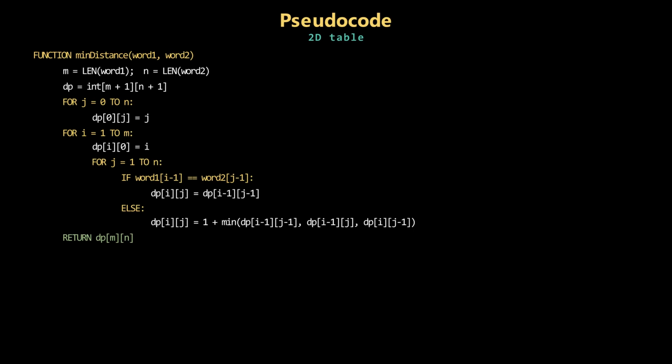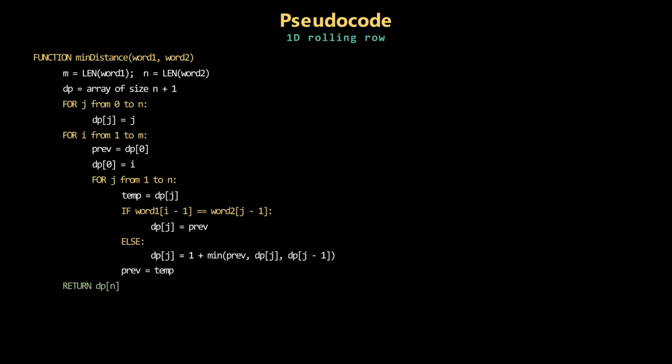Two-dimensional version: build an m+1 by n+1 integer table, seed the first row and column with insertion and deletion costs, then fill each cell from its diagonal, top, and left neighbors. One-dimensional version: keep one array of length n+1. After seeding the base row, overwrite it for each row of word 1, with previous storing the old diagonal before each cell update.